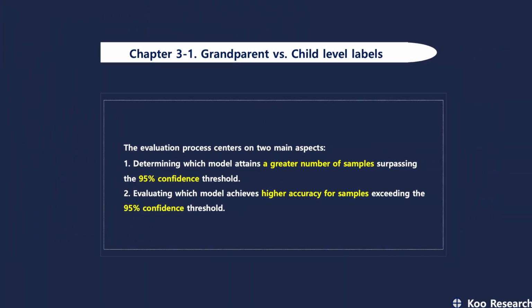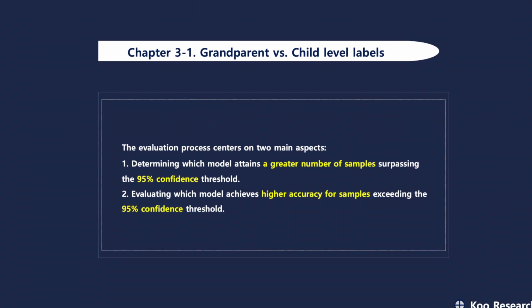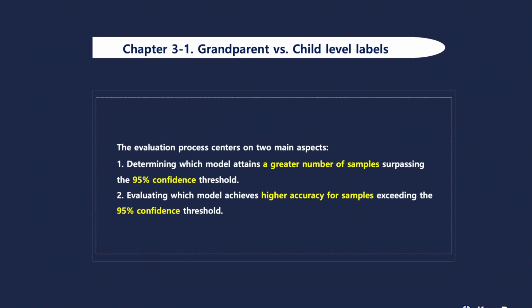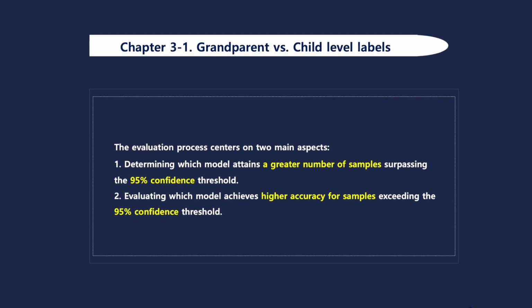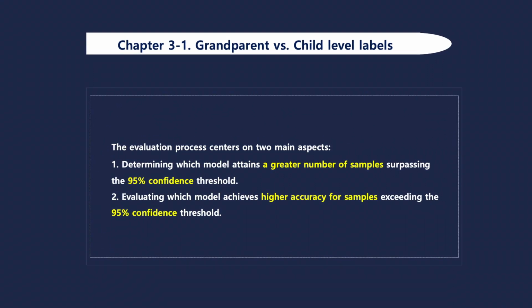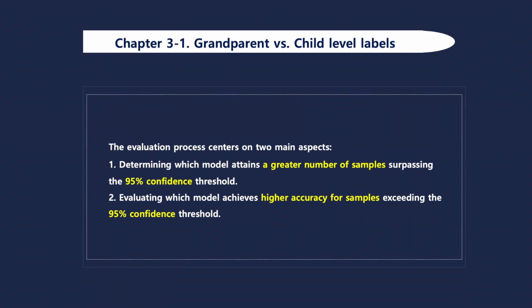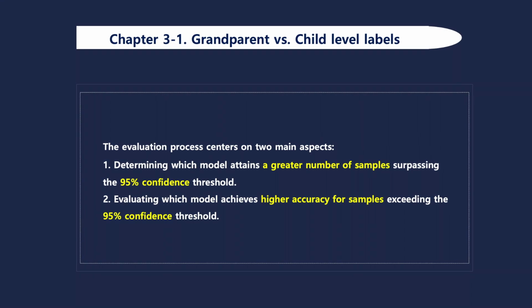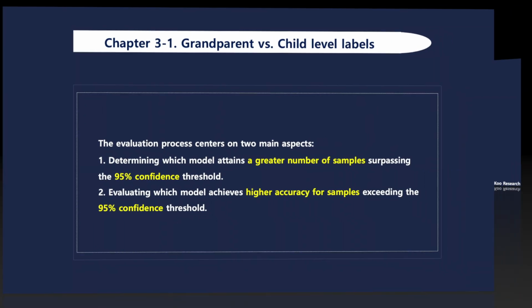The evaluation process centers on two main aspects. 1. Determining which model attains a greater number of samples surpassing the 95% confidence threshold. 2. Evaluating which model achieves higher accuracy for samples exceeding the 95% confidence threshold.